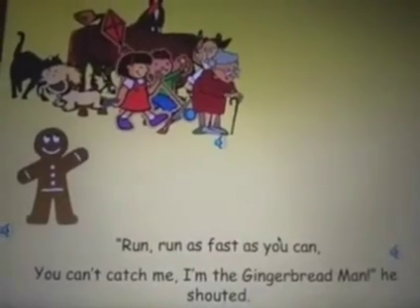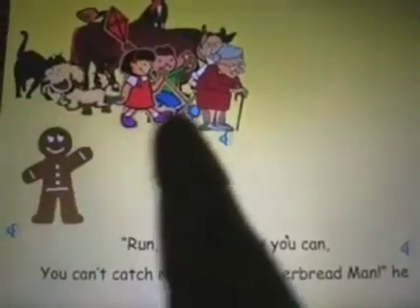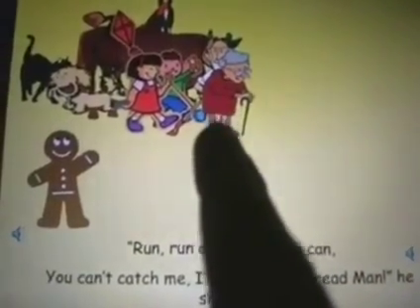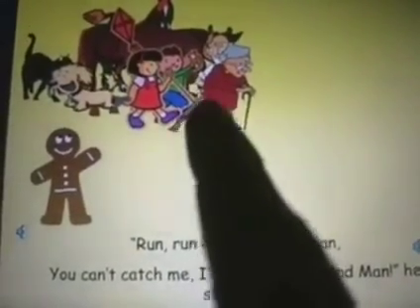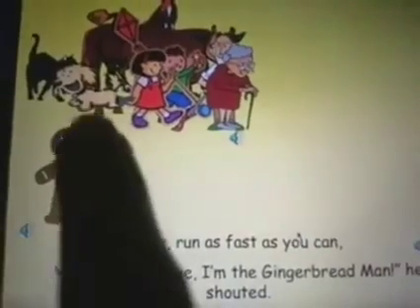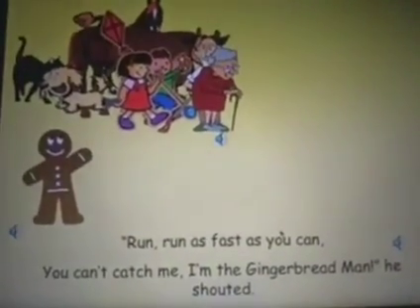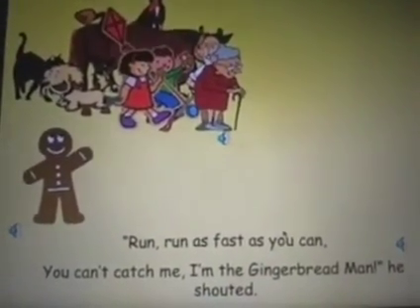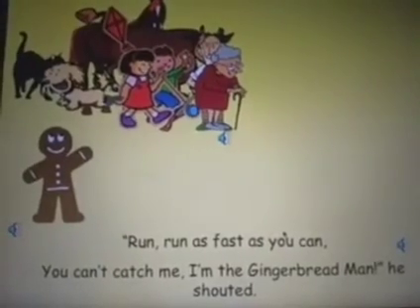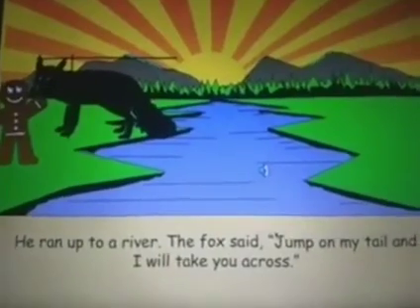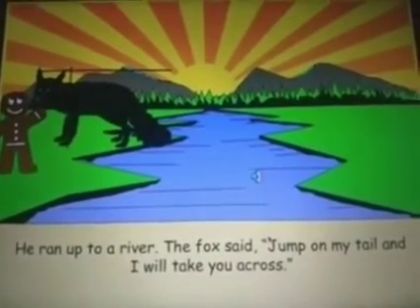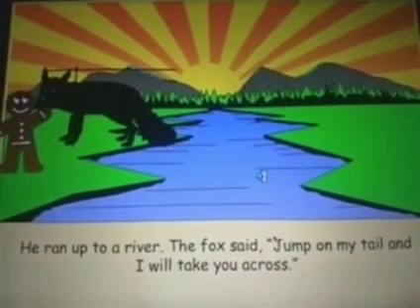Yes. So these were the middle part of the story, wherein the old woman, the old man, the children, the cow, the horse, the dog, and the cat, all of them are trying to stop the gingerbread man. Yeah, but no one is able to catch him. And now comes the end part of the story. Yeah, so this is the ending of the story.